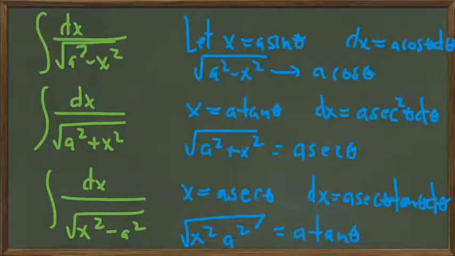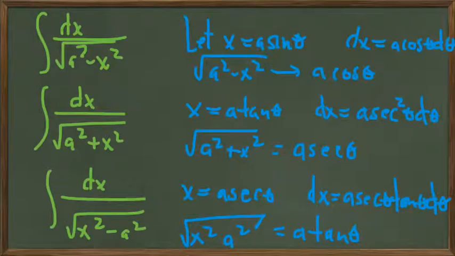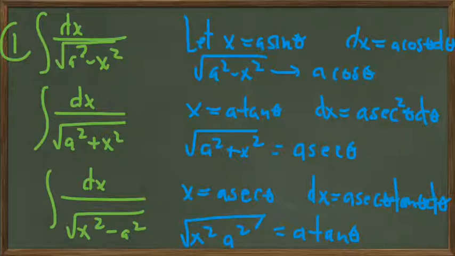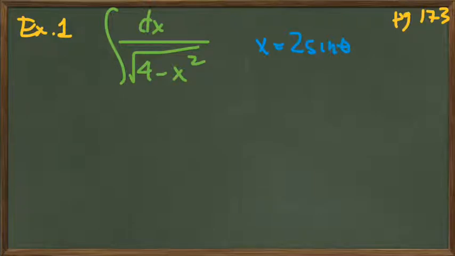These examples 1, 2, and 3 are found on page 173 of your textbook. So example 1 is an example of this first type right here, and so that means we let x equal a sine theta. The a in this case is 2. So we're going to let x equal 2 sine theta, and the radical turns into a cosine theta. So that would be 2 cosine theta in this case.